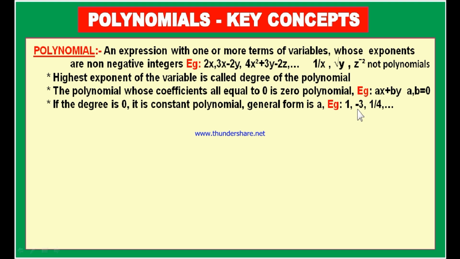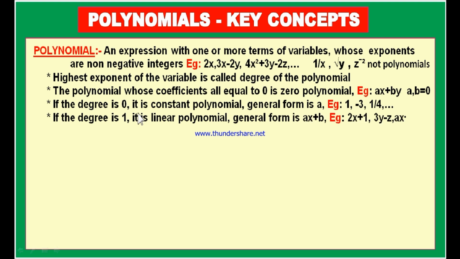Similarly, minus 3. You can write minus 3 as minus 3 into y power 0. Therefore, the degree is 0. Therefore, minus 3 is a constant polynomial. 1 by 4. You can write 1 by 4 as 1 by 4 into z power 0. Therefore, the degree of 1 by 4 is also 0. In any polynomial, if the degree is 0, then it becomes a constant. So, you can call it a constant polynomial. Clear? Good.